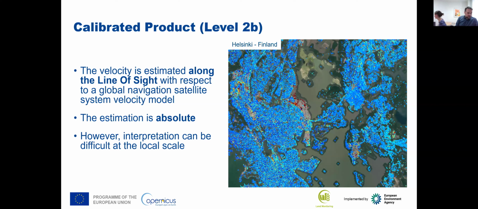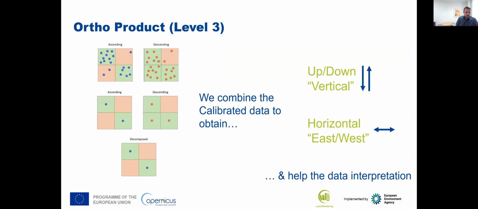But this means that we will be able to compute not only the local components, but also the large-scale component that is carried by the GNSS. This means that we will have an estimation that is no longer local, but European-wide. And so this makes the product absolute.